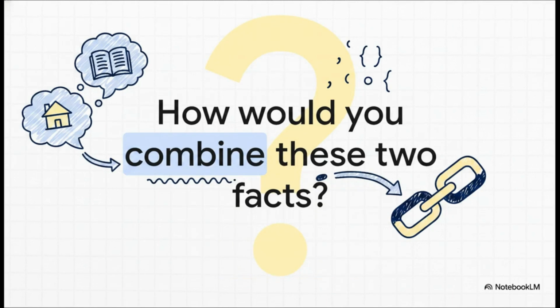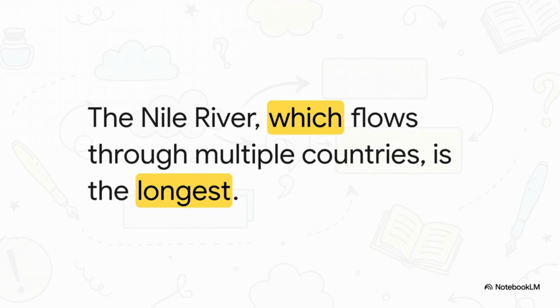All right, here is your next challenge, and it's a classic academic writing exercise. I want you to stitch these two simple, honestly somewhat basic ideas together into a single, sophisticated academic sentence using the tools we just covered. The Nile River is the longest river in Africa. It flows through several countries. Check out how beautifully this flows. The Nile River, which flows through several countries, is the longest river in Africa.